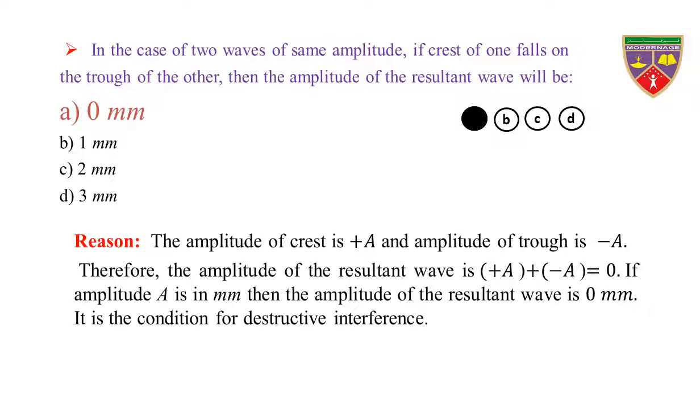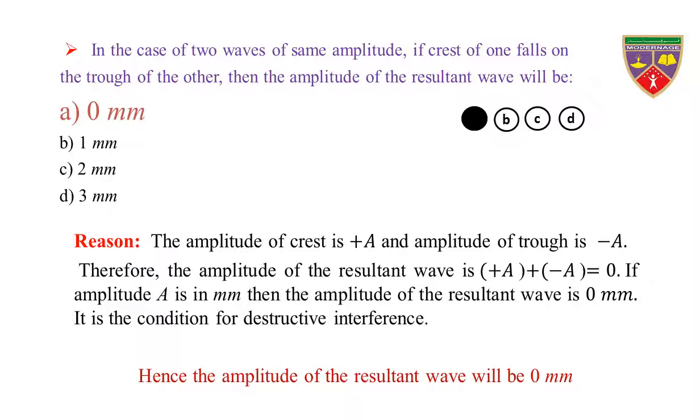Reason: the amplitude of a crest is +A and the amplitude of a trough is −A. Therefore, the amplitude of the resultant wave is +A + (−A) = 0. If amplitude A is in millimeter, then the amplitude of the resultant wave is 0 millimeter. It is the condition for destructive interference. Hence, the amplitude of the resultant wave will be 0 millimeter.